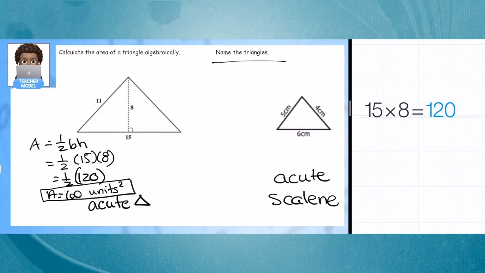Now for my second triangle, I have a base. I don't have a height. I just don't have enough information to find the area for this triangle, unfortunately. So here we go. 1/2 base height. I would only have 1/2 times 6, and I don't know the height. So I cannot figure out the area until I know the height. So hit pause so you can jot this one down into your notes.